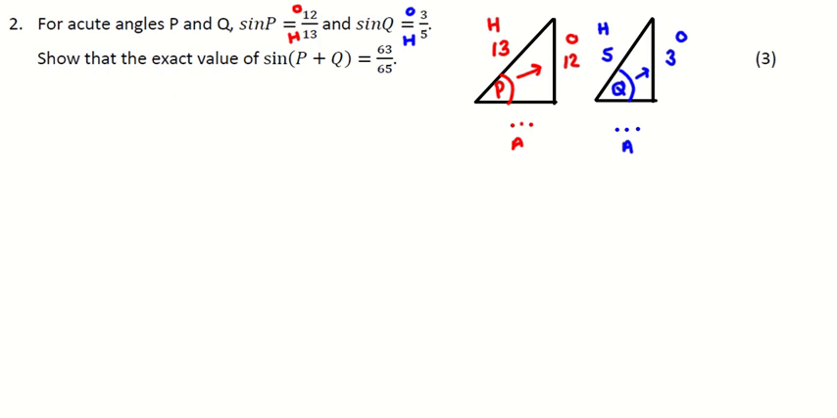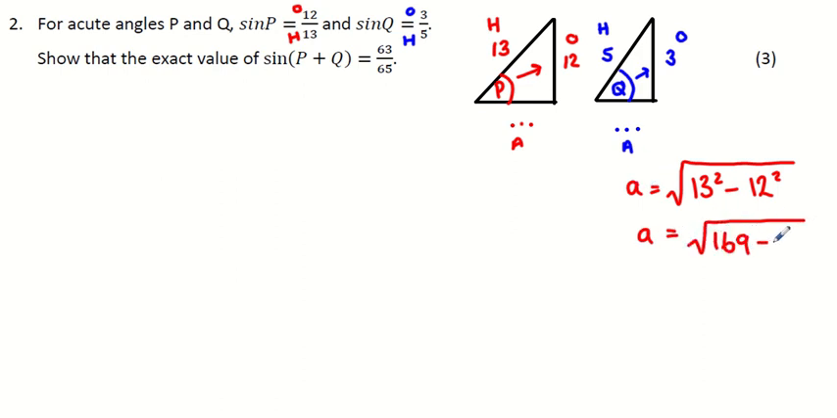So I'm going to have to use Pythagoras at the side here. So for the P triangle, if I'm trying to find out A squared, if this is A, B, and C, then I would need to do 13 squared take away 12 squared and square root that to find A. So I've got 169 take away 144. So that gives me 25. So A is 5. So I can put 5 here.